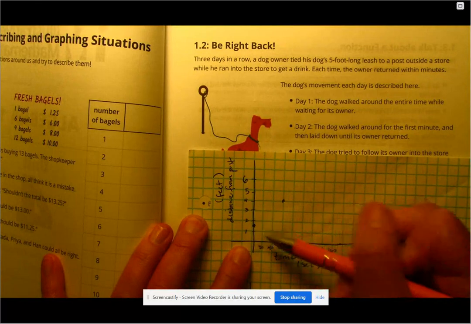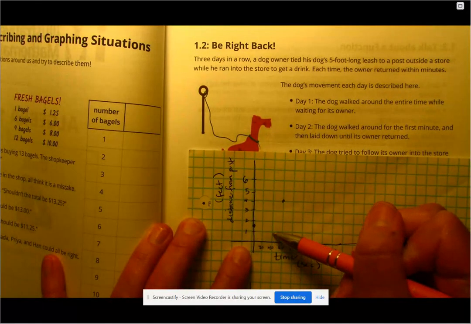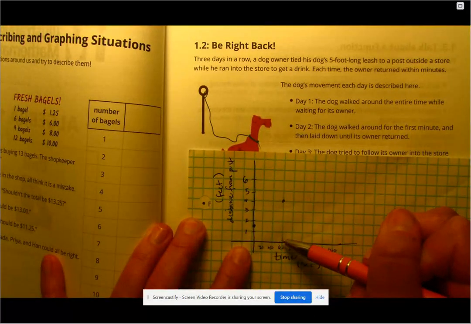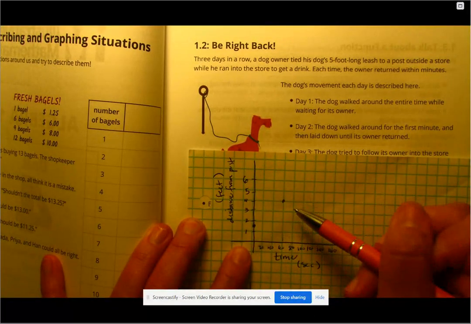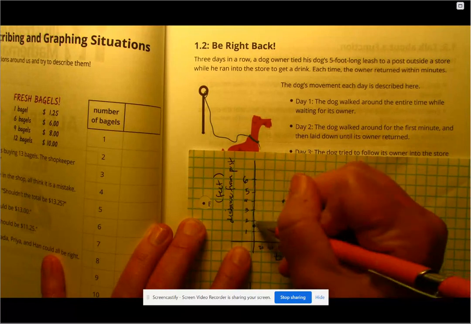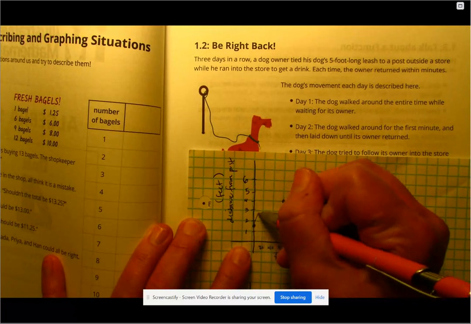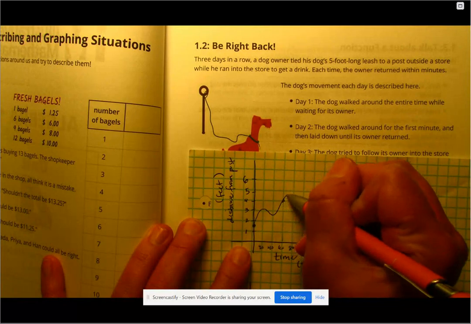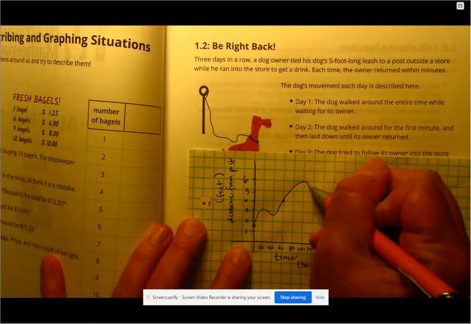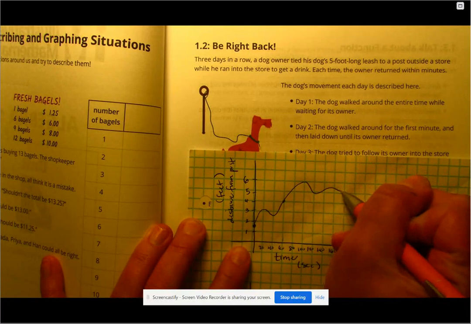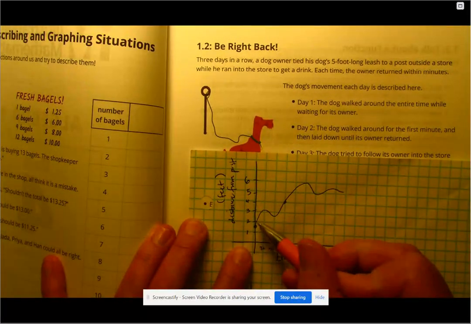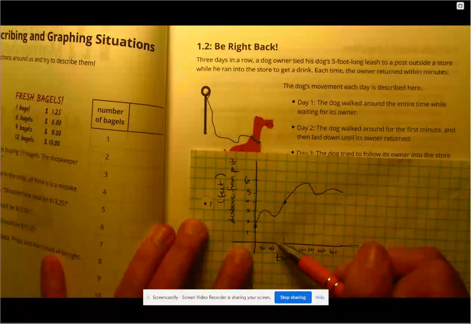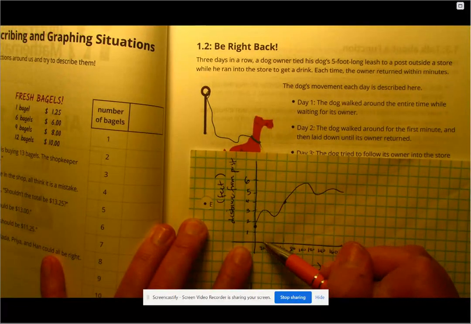You can't say at 40 seconds the dog is a foot away and 3 feet away. As time is going forward, there is only one possible distance the dog could be. Now the dog could be pacing, going away from the pole, closer to the pole, away. It's limited by 6 feet, but it could keep just going crazy until the owner comes back. But notice there's no part of the graph on top of itself because at every time there's only one distance the dog could be.